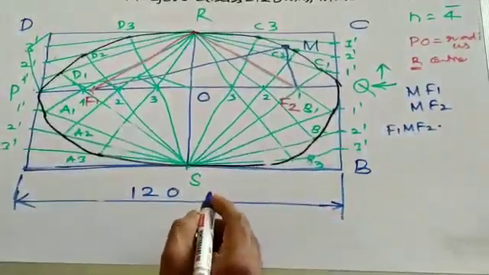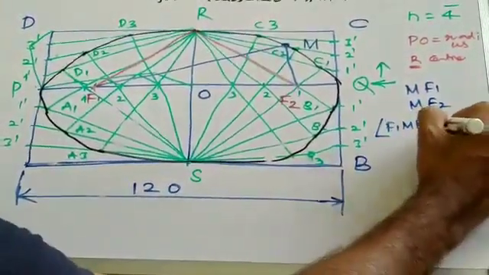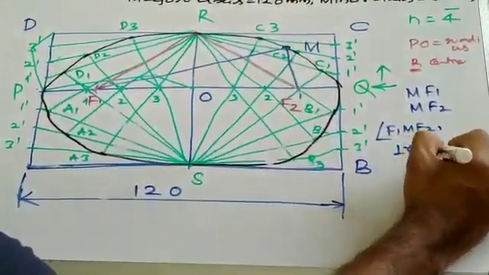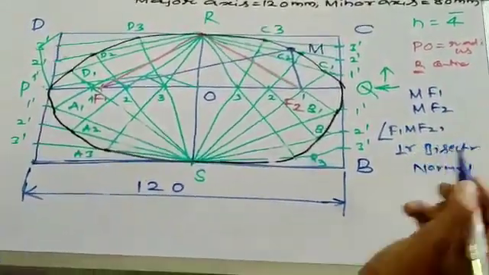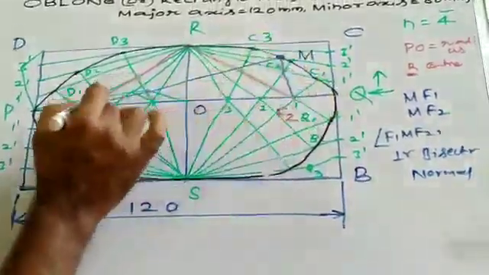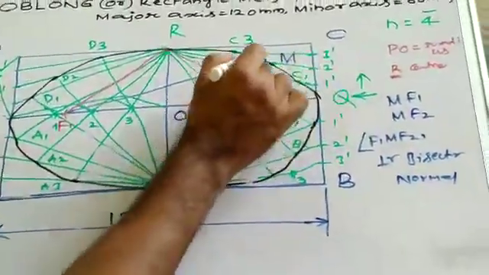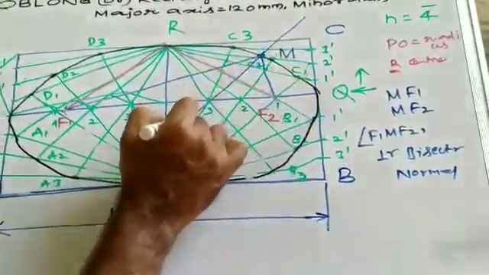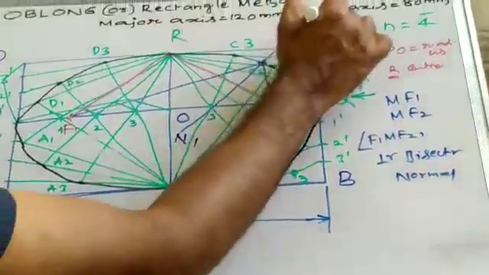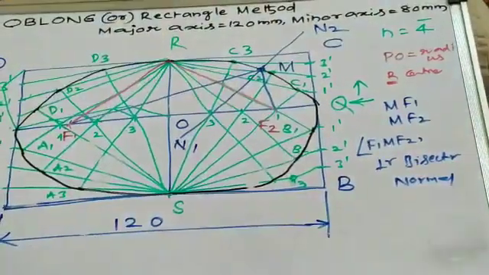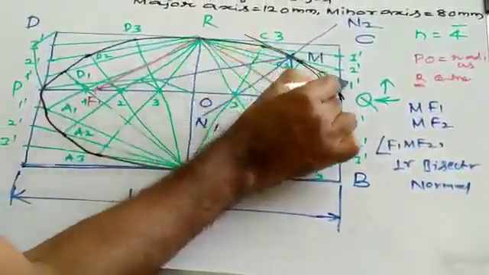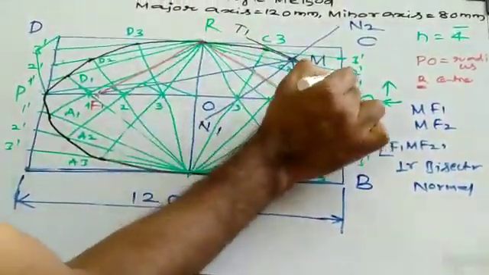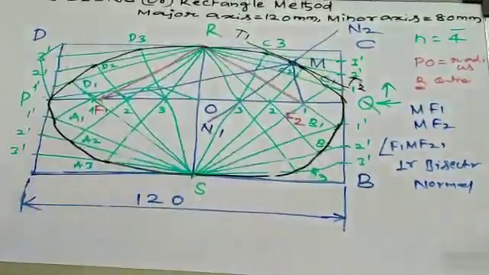For this angle, you have to draw a perpendicular bisector, which is going to be its normal. Draw a perpendicular bisector of F1 M and F2. It is going to be a normal. After getting a normal, then passing through M point, draw a perpendicular to it. It is going to be its tangent T1 and T2.